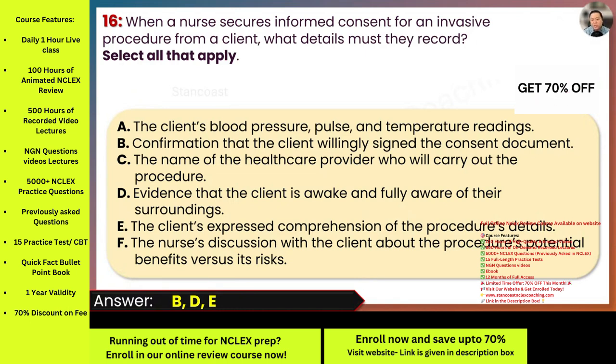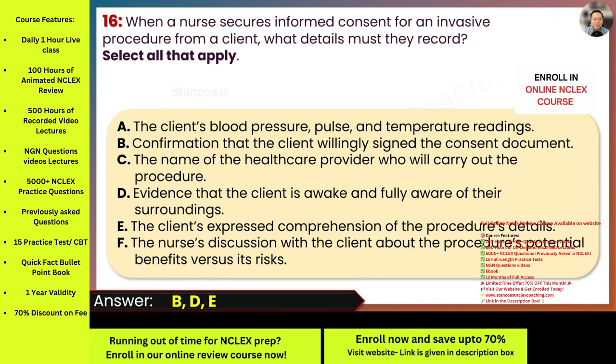And so in a case wherein the patient is confused or has several questions, even questions about the procedure, the nurse must notify the provider before consent is signed. Now, what about letters A, C, and F? Why is letter A incorrect? Well, it's because vital signs are not required for informed consent documentation unless the abnormal vital signs affect the decision making, or maybe low blood pressure causing confusion. They don't need to be recorded.